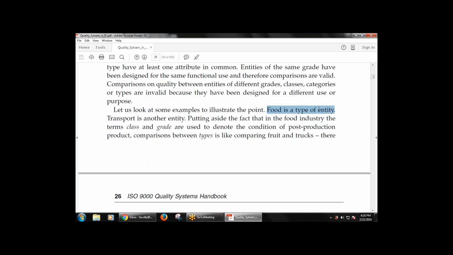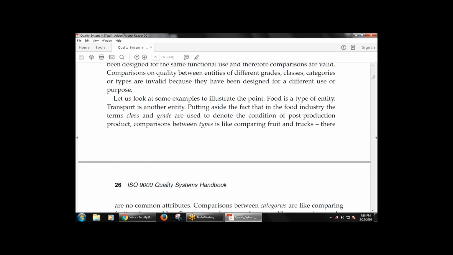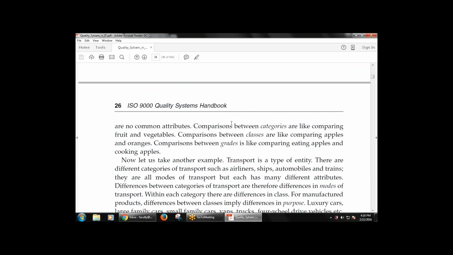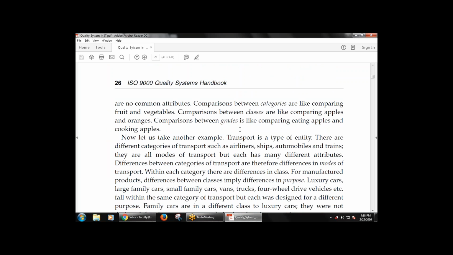For example, food is one type of entity, transport is another entity. Putting aside the fact that in the food industry the terms class and grade are used to denote the condition post-production, comparison between the types is like comparing fruits and trucks. There are no common attributes. Comparison between categories is like comparing fruits and vegetables. Comparison between classes is like comparing apples and oranges.